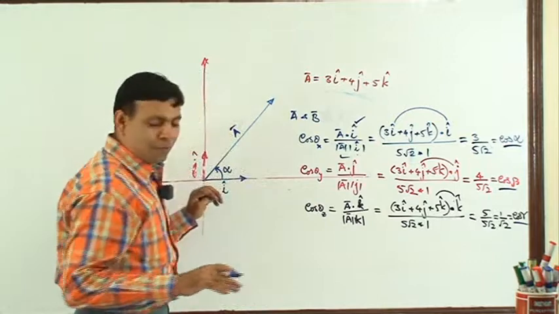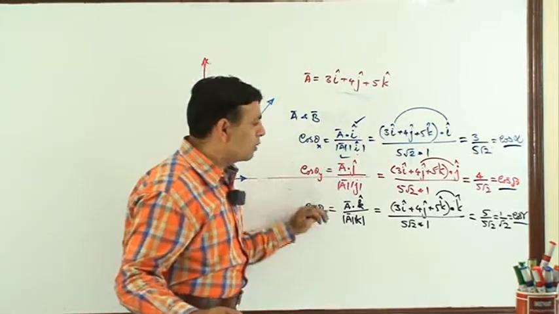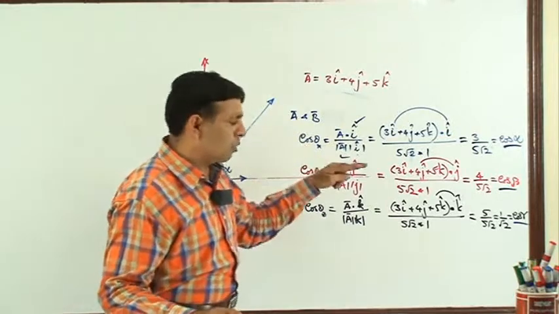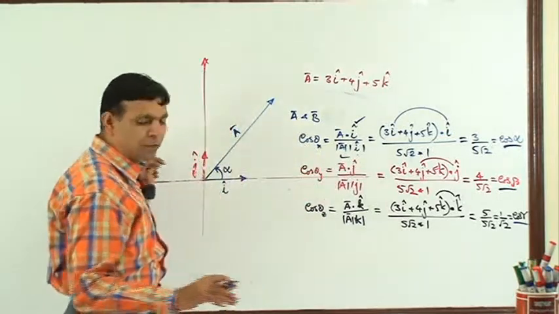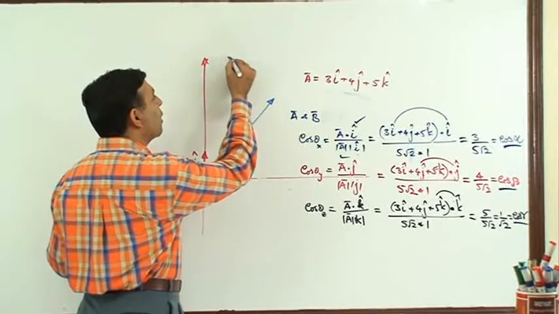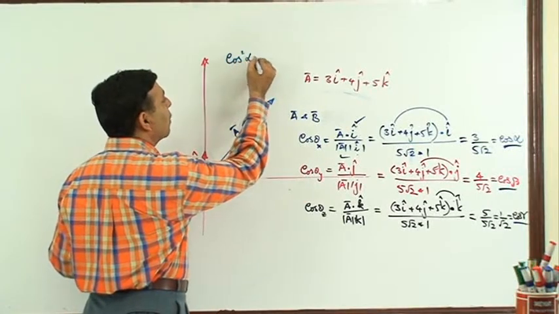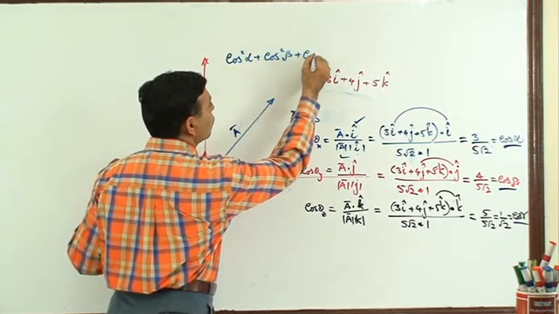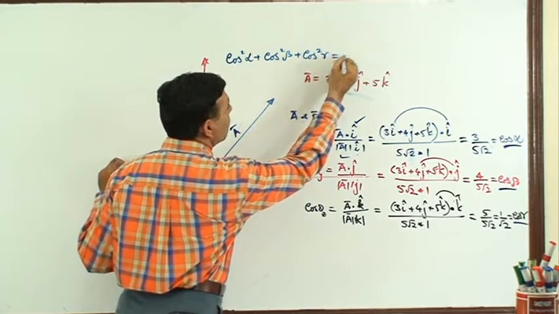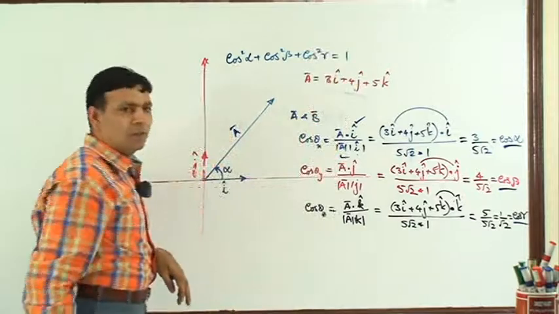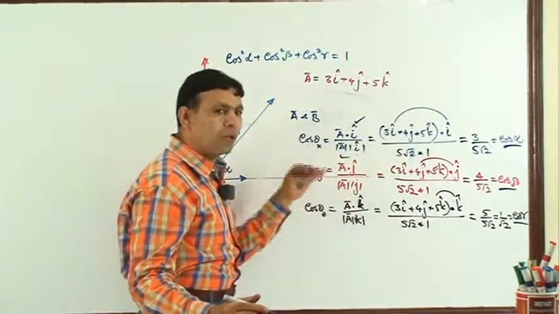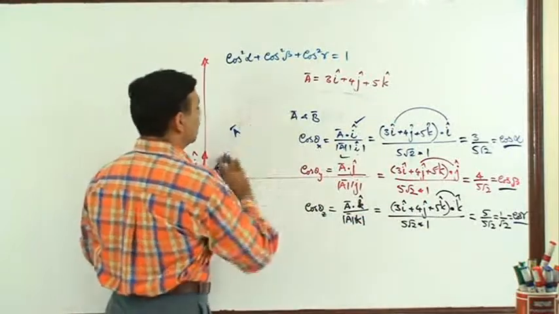And you know, if alpha, beta, gamma are the angles vector A makes with x, y and z axis, then cos alpha, cos beta, cos gamma are known as direction cosines of vector A, and cos square alpha plus cos square beta plus cos square gamma is going to be 1. Fine. In this case you can check it with this particular example, but it is true for any vector.